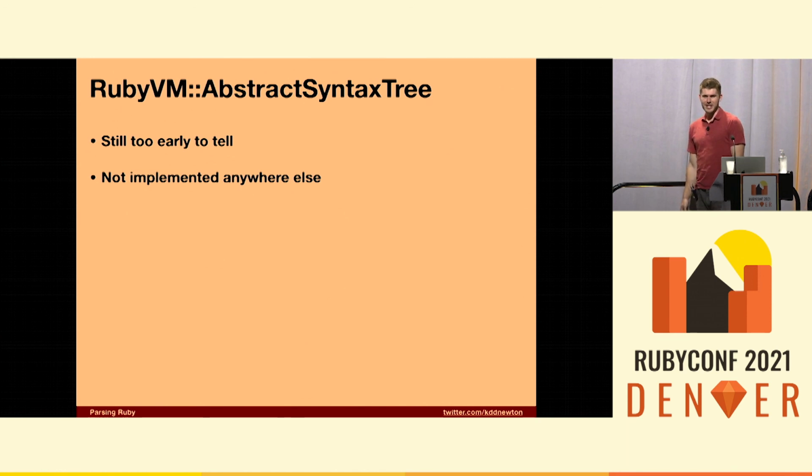RubyVM::AbstractSyntaxTree: it's still too early to tell what's actually happening with this. It's on the issue tracker. You can check it out. It's not implemented on any other Ruby implementation. So if you're interested in portability, don't choose that option.